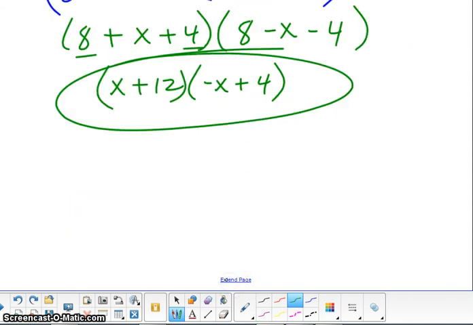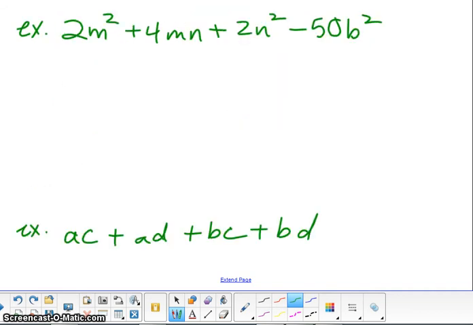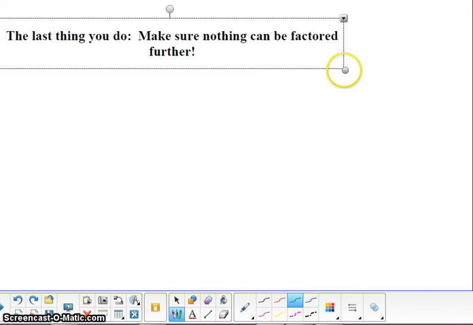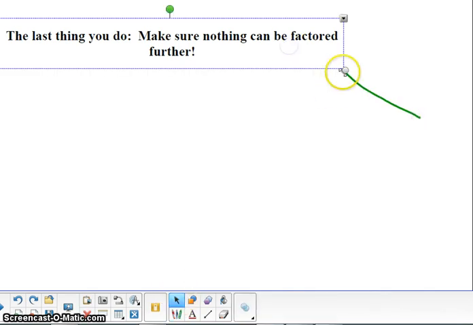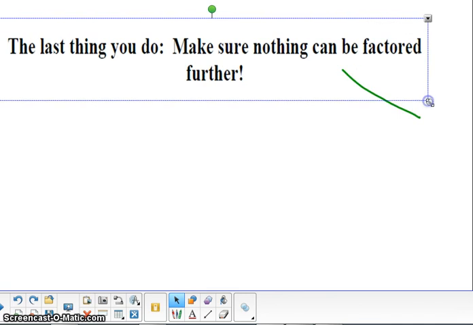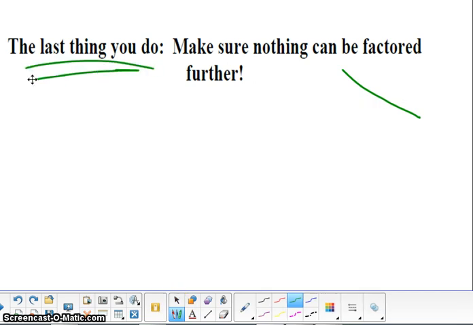Okay, so here are two for you to practice, and you can bring to class tomorrow. Go ahead and write these down, and I want you to solve those and be ready to explain in class tomorrow. And finally, you are always required, as the very last thing, to make sure that nothing can be factored any further. So always look at your last set of parentheses and see if there's anything else that can be factored out. All right, so that concludes the lesson for today.